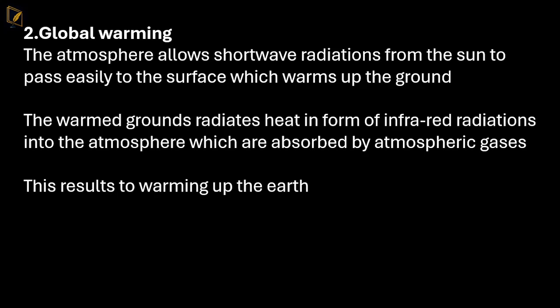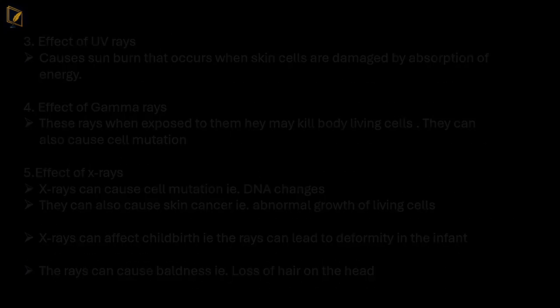The atmosphere allows shortwave radiations from the sun to pass easily to the surface, which warms up the ground. The warm ground radiates heat in the form of infrared radiations into the atmosphere, which are then absorbed by the atmospheric gases. This results in warming up the earth, as these radiations are not given out again from the earth into the other part outside our atmosphere, hence leading to a global warming effect. So the first one was the greenhouse effect, the second is the global warming effect.